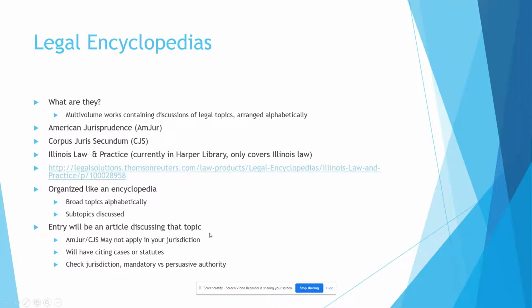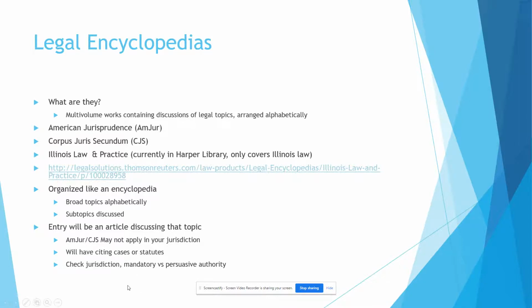So it's organized like an encyclopedia. There are alphabetical topics. They're broad, and then there are subtopics within. The thing about AmJur and CJS is that they're like a nationwide encyclopedia. So you might look at it and you're like, oh, this is perfect, this is exactly what you're looking for. And then you're looking at the cases that support that section, and there's nothing in your jurisdiction.